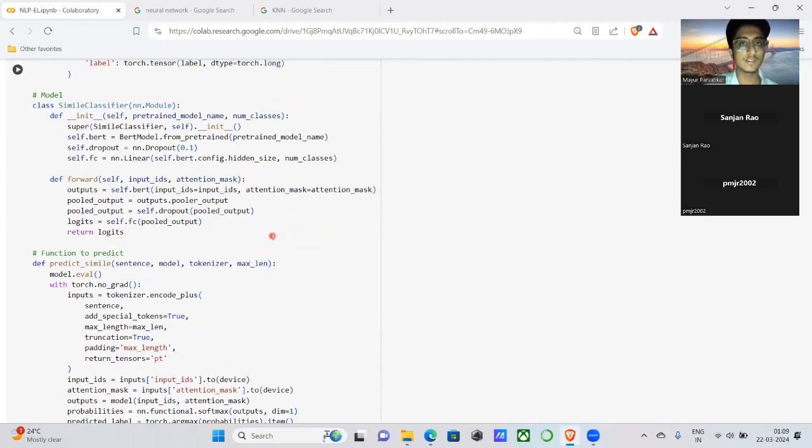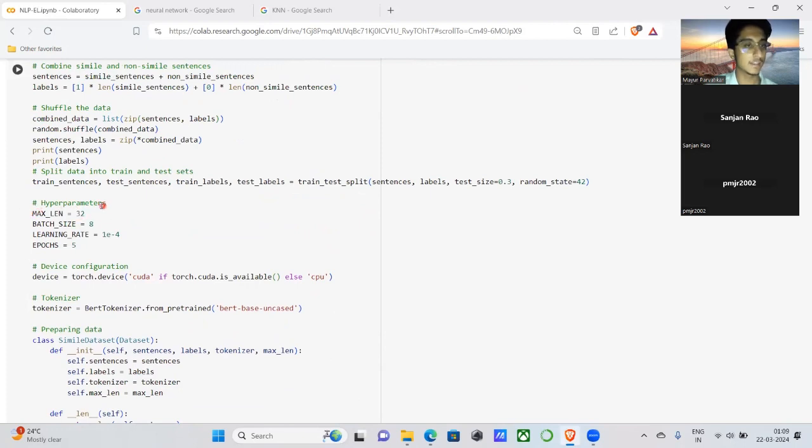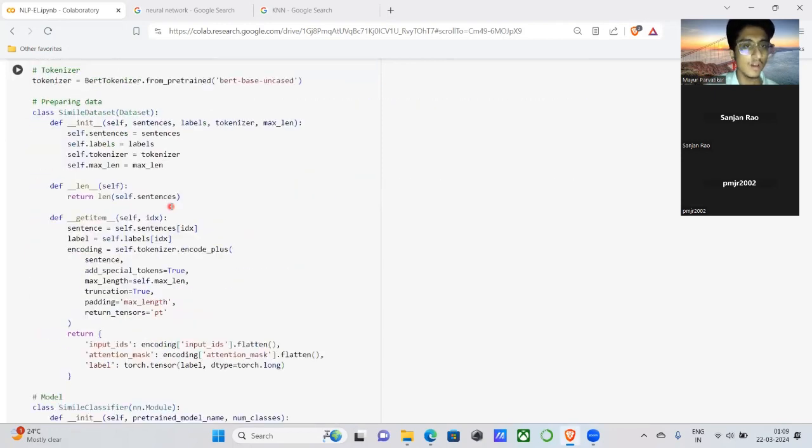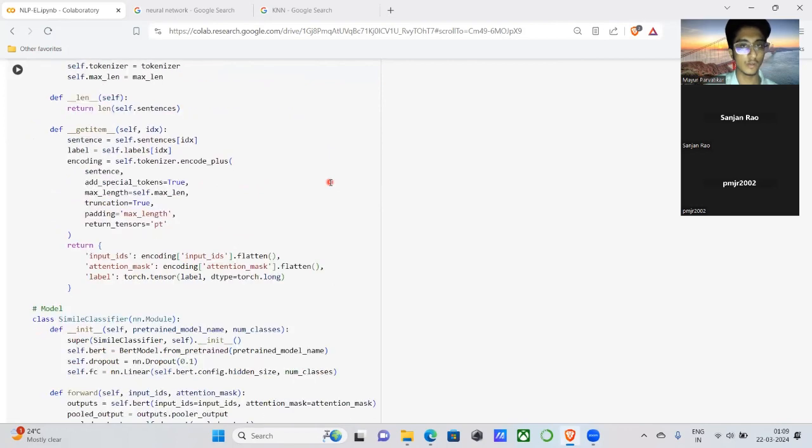So to train this neural network, we have taken certain hyperparameters. That is, max length is 32, batch size is 8, the learning rate, which is actually to reduce the error of the classification, is being taken over here. And the number of epochs, so epochs is one complete pass of the data set, that is equal to 5. And so we are going to tokenize the sentence and give it to the neural network.